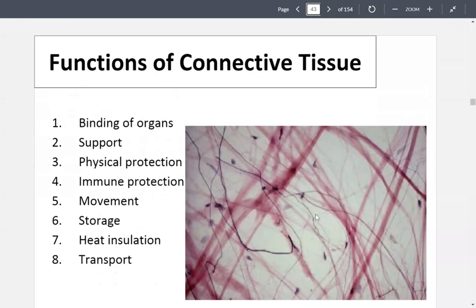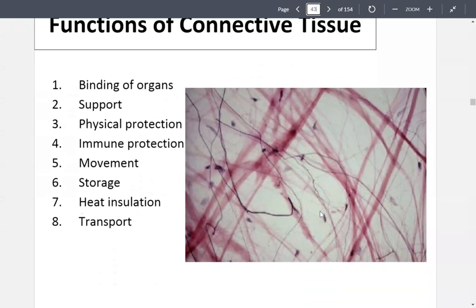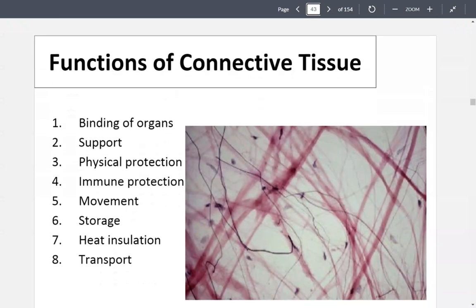All right. So what is its function? We are going to find connective tissues as a support. We talked about a basement membrane when we were talking about epithelial tissues. Connective tissue is that basement membrane. We're going to find them as a binder, holding things together. They're going to be involved in physical protection. I'll point that out when we get there. Immune protection, movement, storage, heat insulation. Yes, connective tissue is part of your thermoregulatory system and transport.